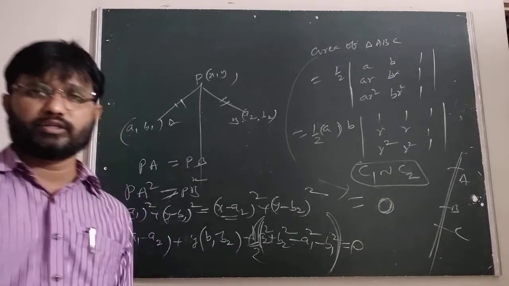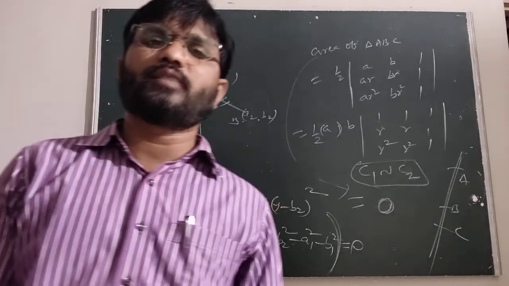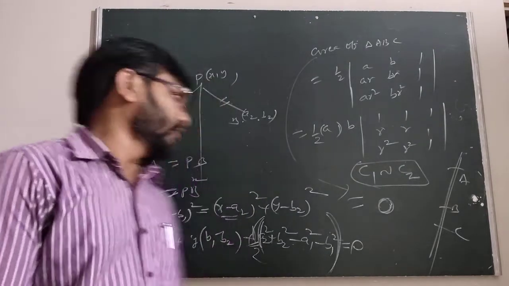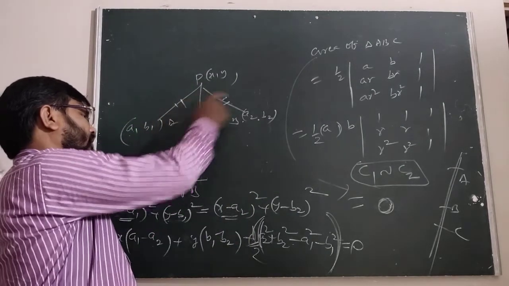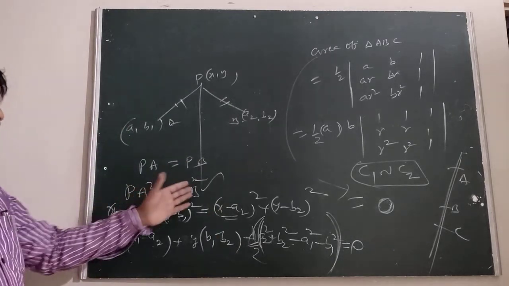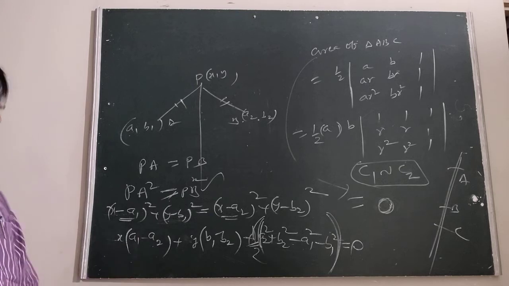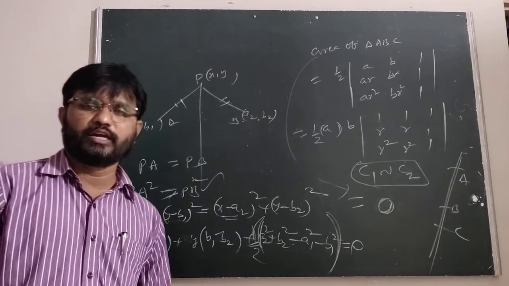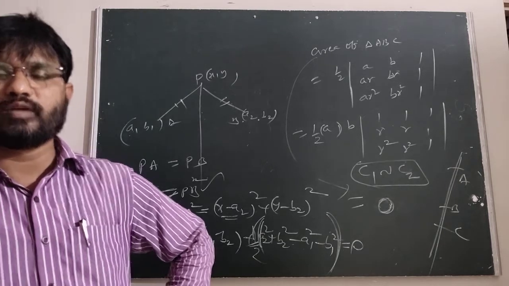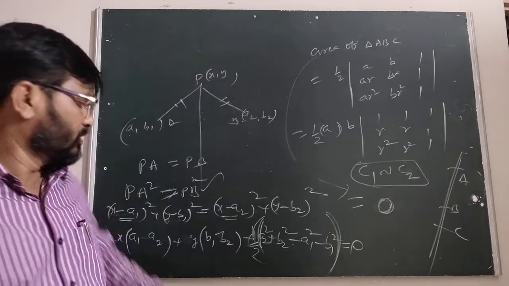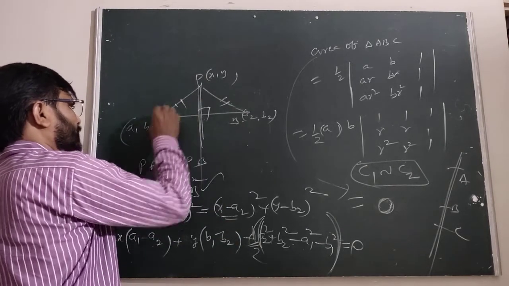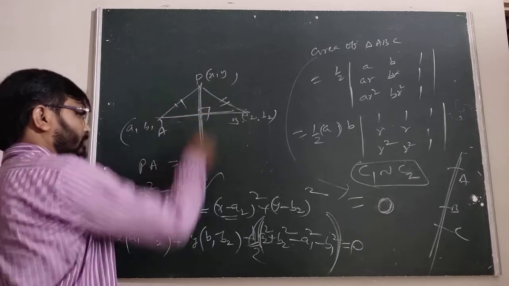That means the locus of the point which is equidistant from the given 2 points a1 b1 and a2 b2. Is it clear? We have to take directly PA equal to PB, after squaring on both sides. Then we can take the distance between the 2 points. We got the condition x into a1 minus a2 plus y into b1 minus b2 plus half into a2 square plus b2 square minus a1 square minus b1 square. This is called the perpendicular bisector of the line segment joining AB.